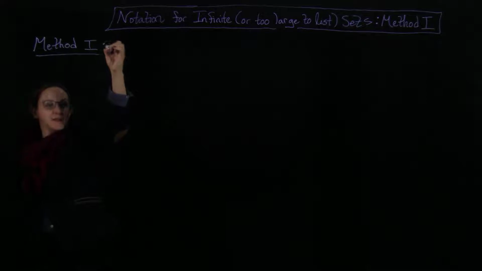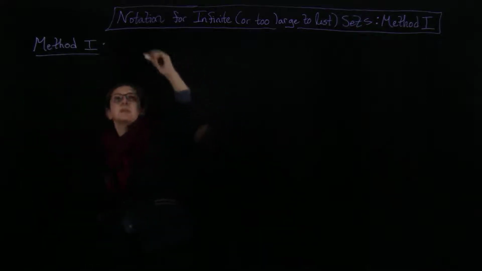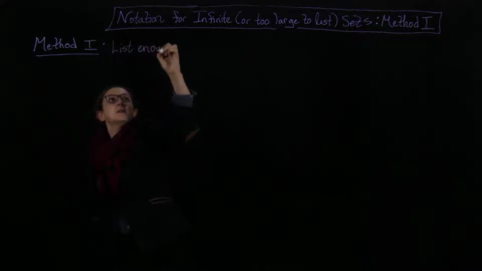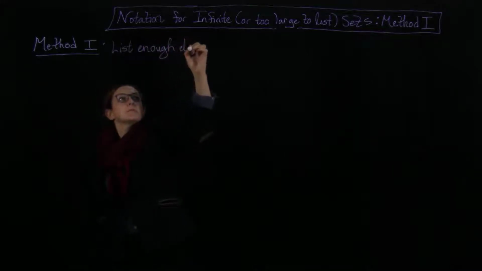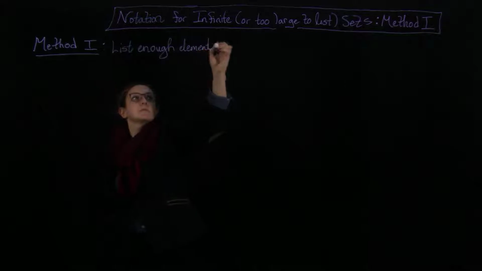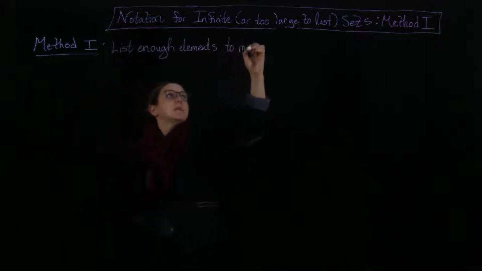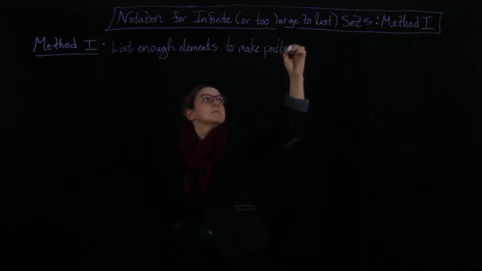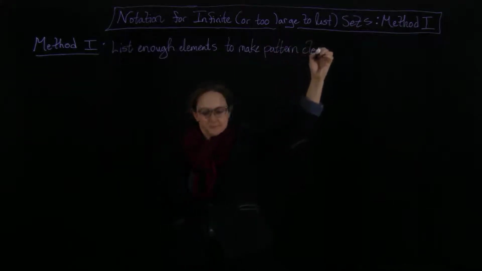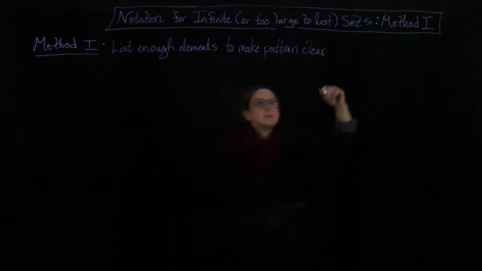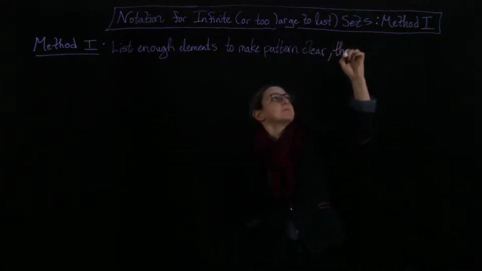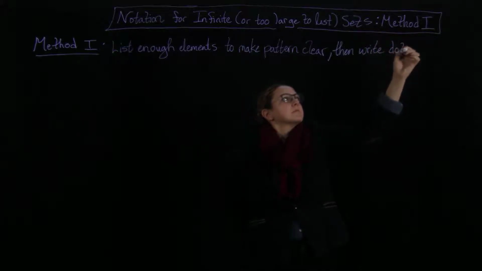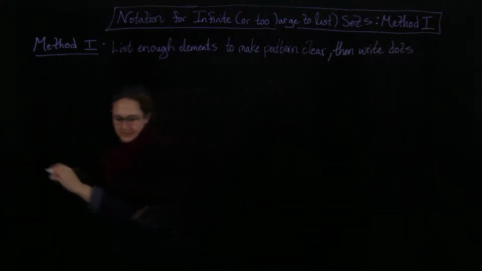What we do in method 1 is you list enough elements to make the pattern clear. Then write dots. So let's look at some examples.